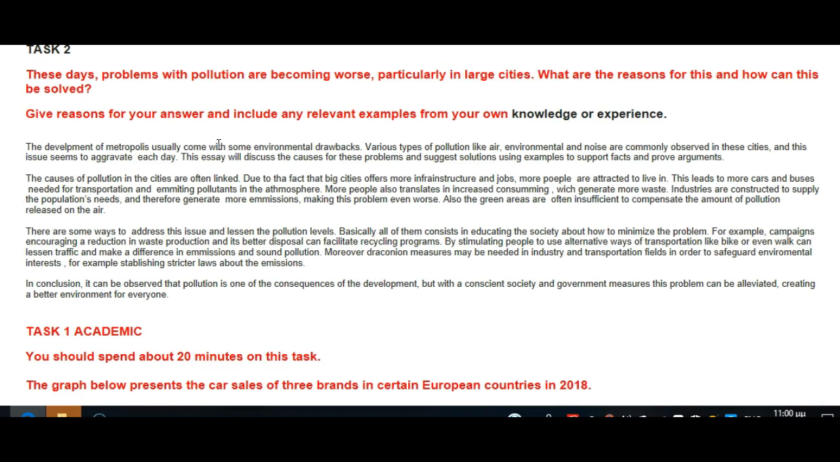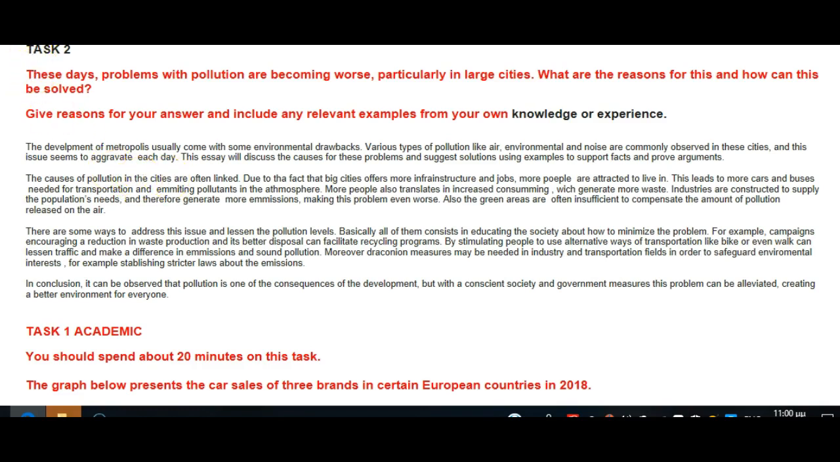Various types of pollution like air, environmental, and noise are commonly observed in these cities, and this issue seems to aggravate every day. Aggravate's not the right word here. I think instead you should have said seems to increase, seems to explode, I don't know. I think probably increase. Okay? This essay will discuss the causes for these problems and suggest solutions using examples to support facts and prove arguments. All right, lovely.